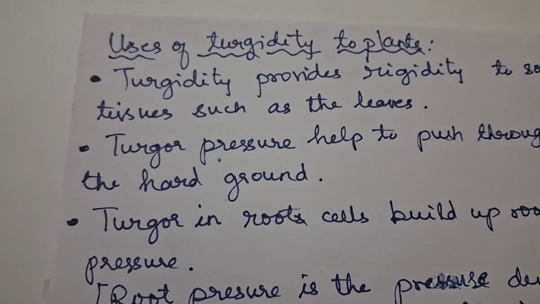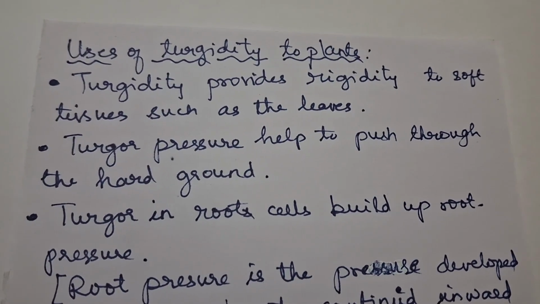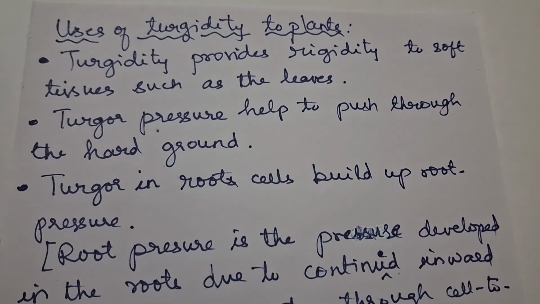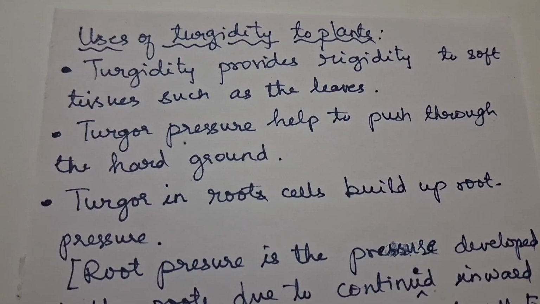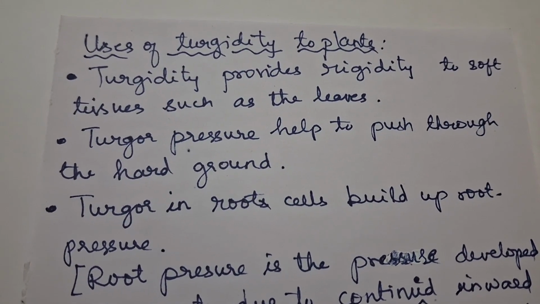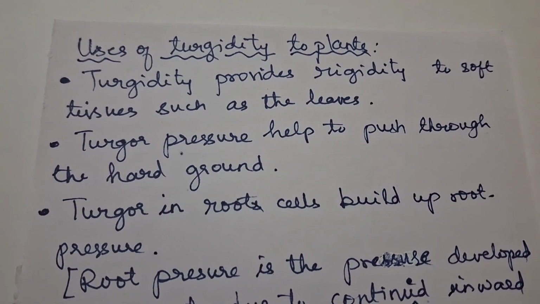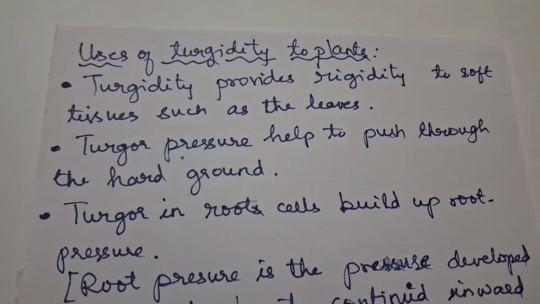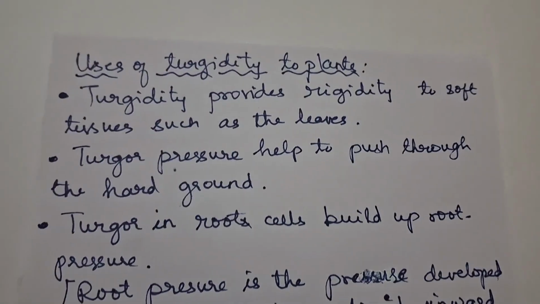So, uses of turgidity to plants. Turgidity provides rigidity to softer tissues such as leaves, the firmness. Turgor pressure helps to push through the hard ground, like when plants are growing in between buildings. When the roots grow deep inside, they create cracks in the wall. Such a lot of pressure is applied that even in concrete buildings, cracks are seen because of this turgor pressure. Turgor in root cells builds up root pressure.